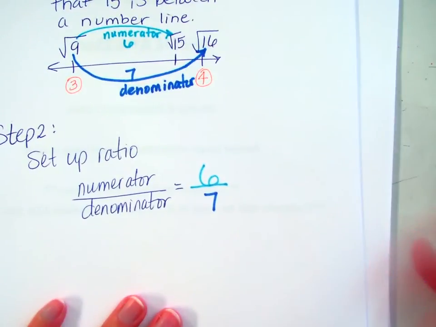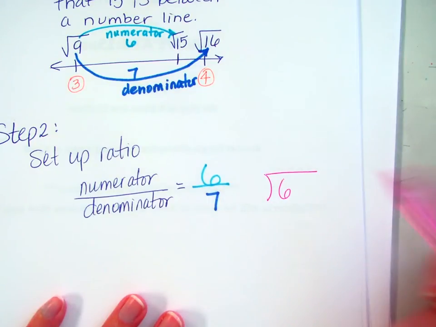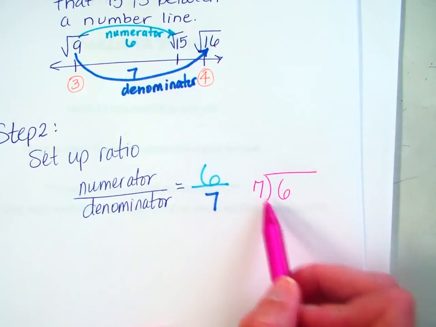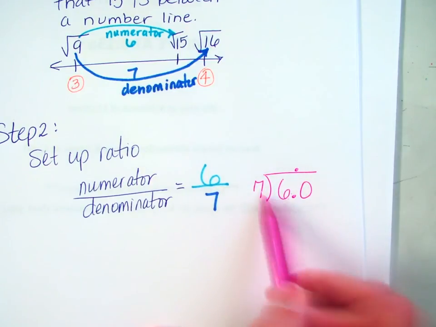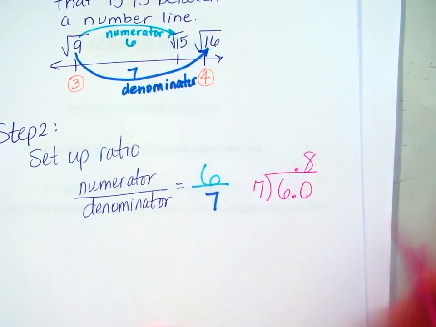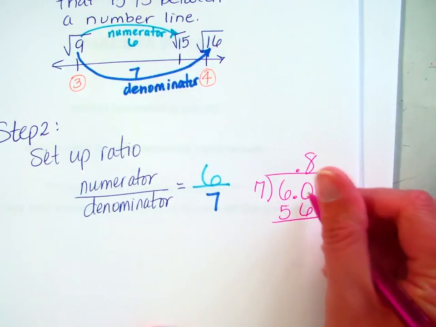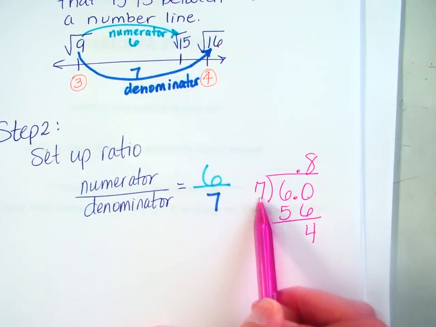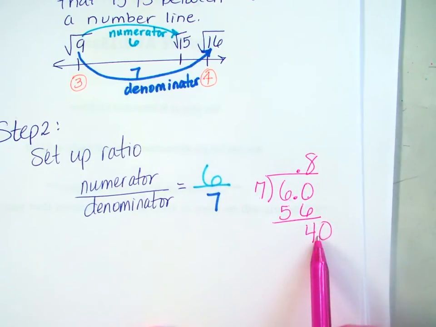We'll set it up. Remember, the 6 falls on the inside. It's 6 divided by 7. 7 won't go into 6, but 7 does go into 60 how many times? 8. Because 8 times 7 is 56. We can subtract. 7 won't go into 4, but 7 does go into 40. How many times? 5.